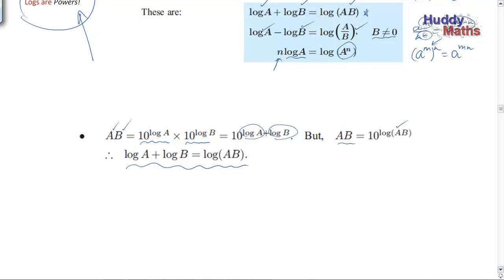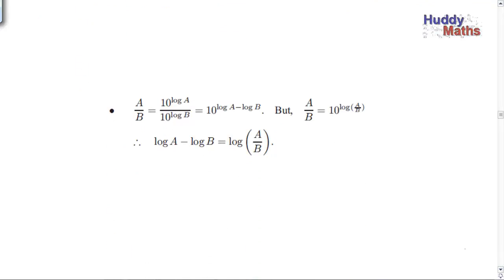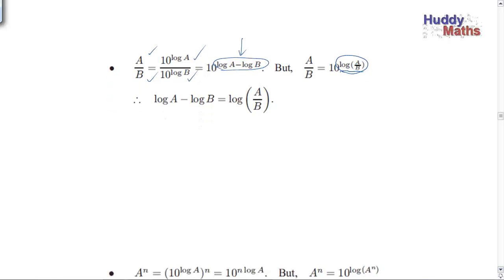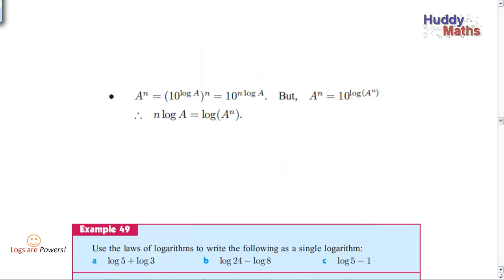What about the next one? Let's have a look here. If we're doing division of A by B, A is 10 to the log of A over 10 to the log of B. By your power or index laws, you subtract the powers. So here you're going to write A over B as 10 to the log of A minus log of B, so that equals these two subtracted here. Okay, you're getting the idea. It's all linked with the powers because, remember, logs are powers.